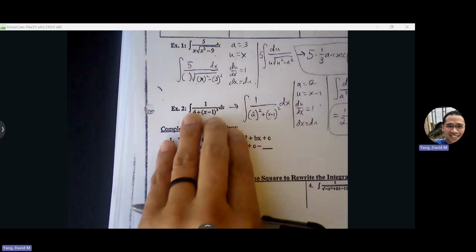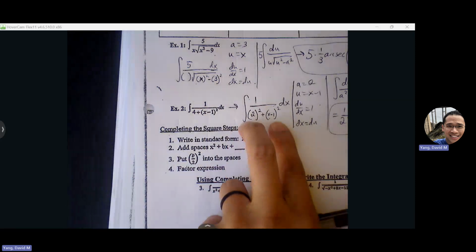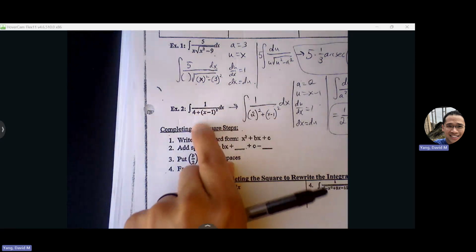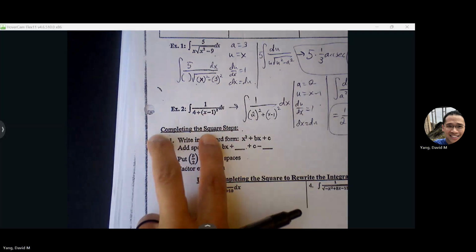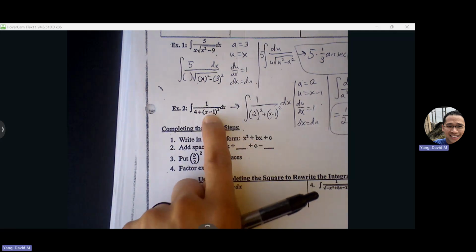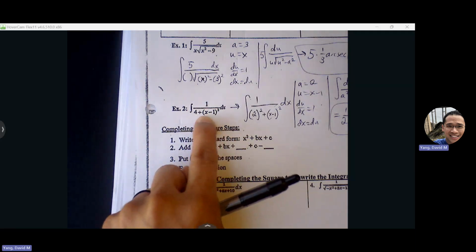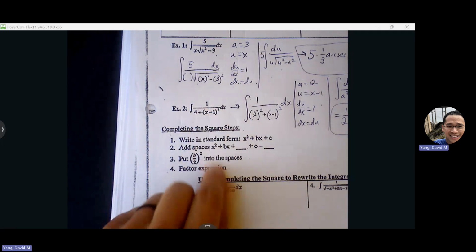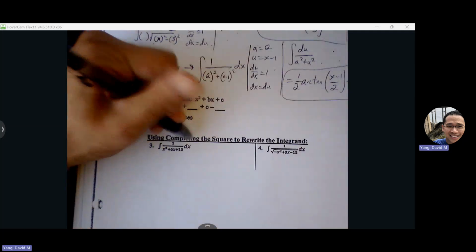Now, when everything is nicely organized in parentheses, we can quickly identify the u and a values, but sometimes the problem is not quite separated as nicely as we would like. If something is in the form of a trinomial, we want to get it into this proper form so we can pick out the a and the u values appropriately. Let me show you what that looks like. We'll probably just do example 3 here.